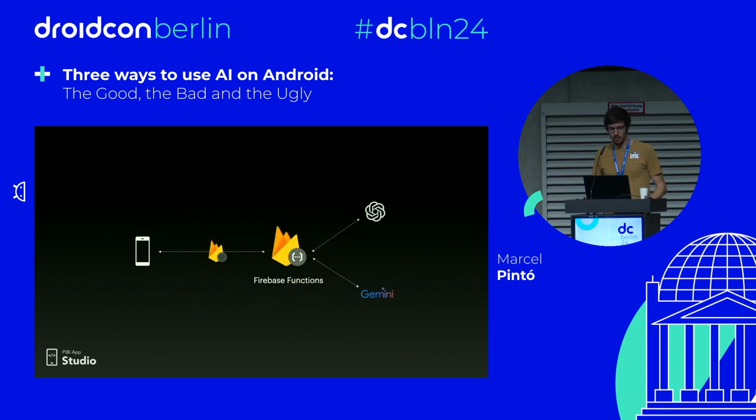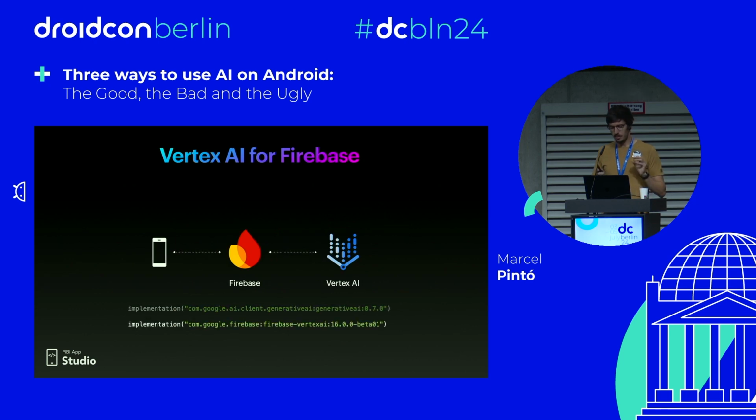But this looks more complex than the initial example you showed us. Yeah, indeed. But if you're planning to only use Gemini, you're in luck. Since I created these slides, Google as well released something called Vertex AI for Firebase. So this is a new SDK. It's not the same as the Google AI client or Gemini SDK. It's called Vertex AI for Firebase. You know, naming is hard, and Google likes to mess up with that.